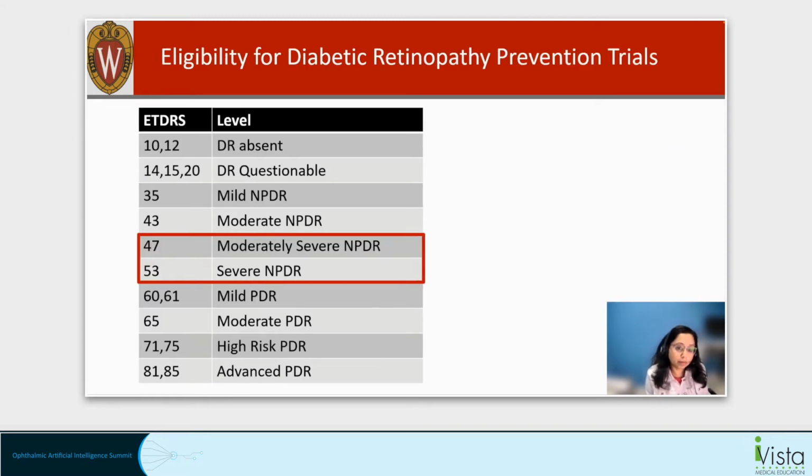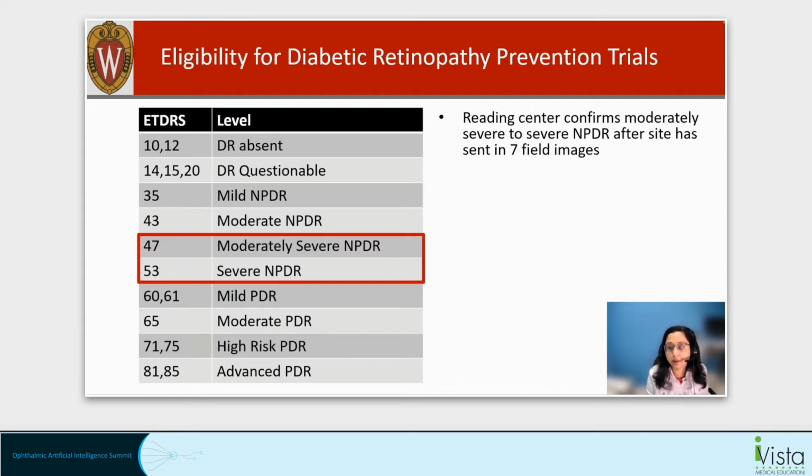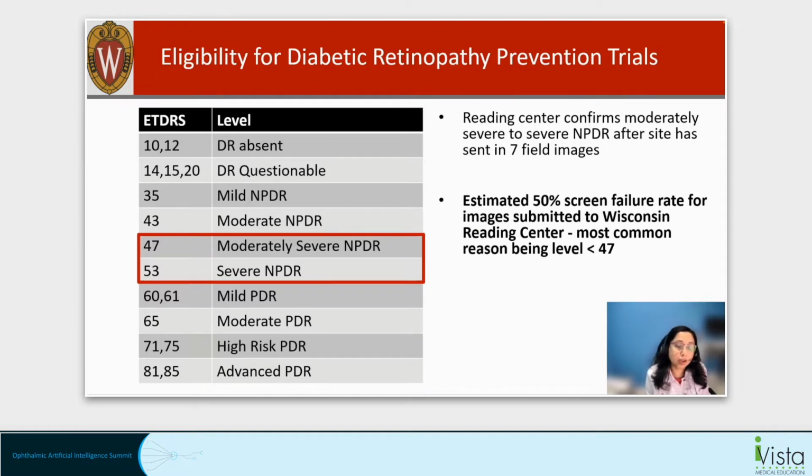In diabetic retinopathy prevention trials, the moderately severe to severe NPDR eyes are what are commonly included, and reading centers receive these images from clinical sites, confirm that the eye has the sufficient level of retinopathy, and then confirm inclusion in the trial. The estimated screen failure rate for images submitted to the Wisconsin Reading Center is about 50%. So 50% of the time, the graders look at the images and say do not meet the criteria of the study. And the most common reason for failure is the eye not having sufficient NPDR levels. So it's less than level 47.